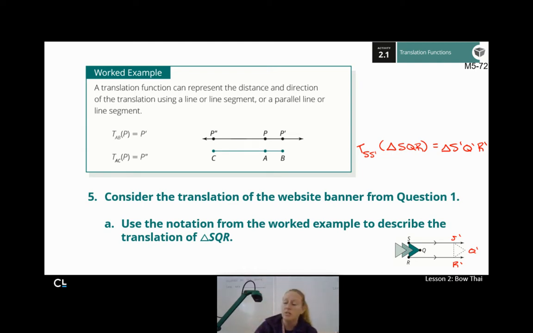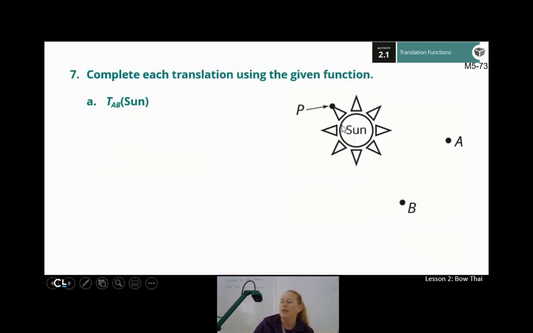So last time we were focusing on that notation and how to write it. We have an example, this is how we write it, all that good stuff. But now we're going to go the other direction. Now I'm giving you the translation function, and I want you to actually do the translation. So this is over on page 73. This is number 7. It's got a part A and a part B.